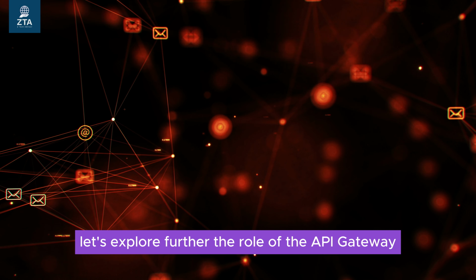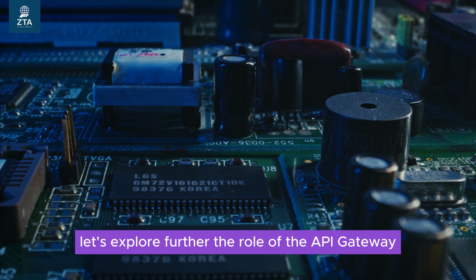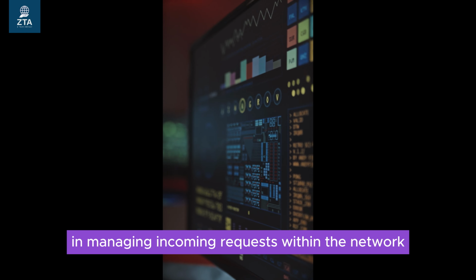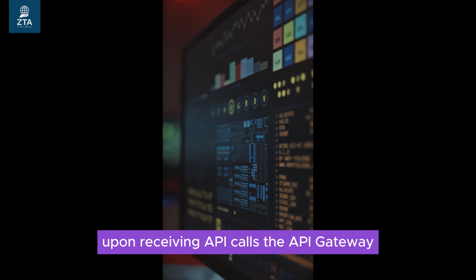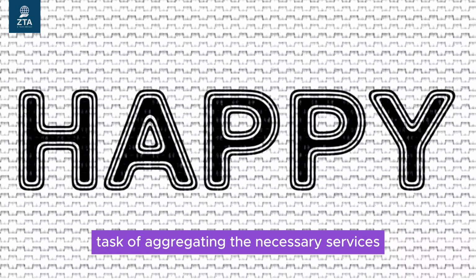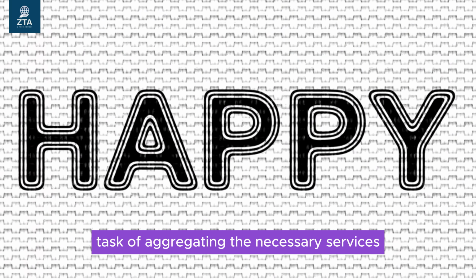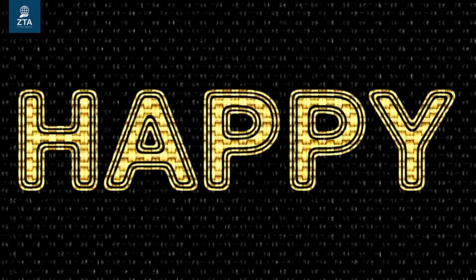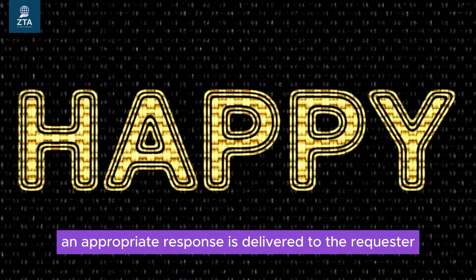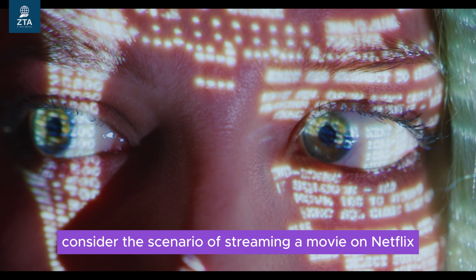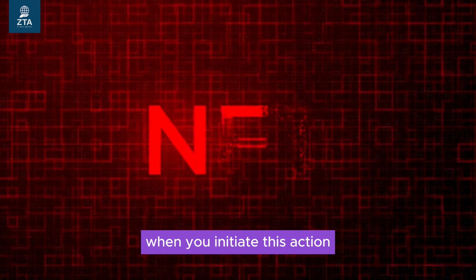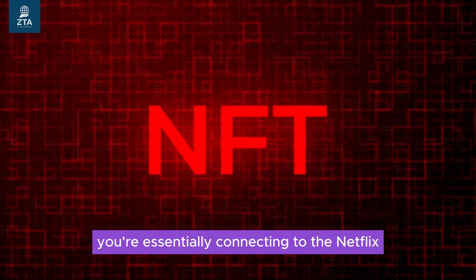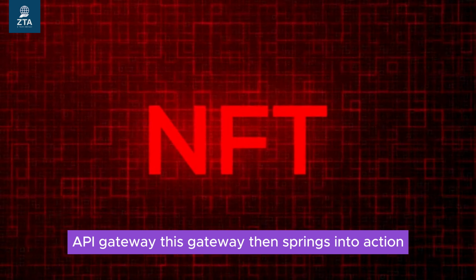Let's explore further the role of the API gateway in managing incoming requests within the network. Upon receiving API calls, the API gateway undertakes the task of aggregating the necessary services to fulfill these requests, ensuring an appropriate response is delivered to the requester. Consider the scenario of streaming a movie on Netflix. When you initiate this action, you're essentially connecting to the Netflix API gateway.